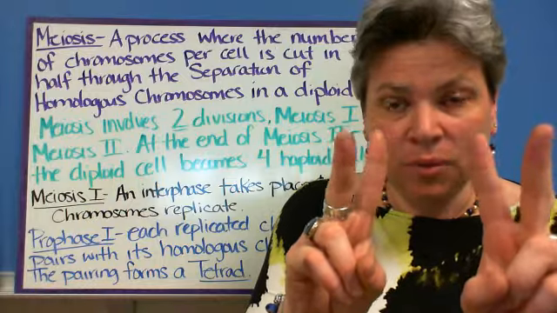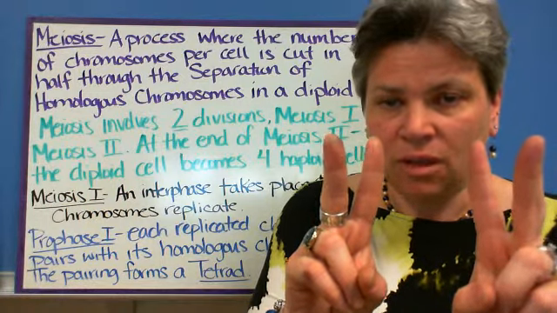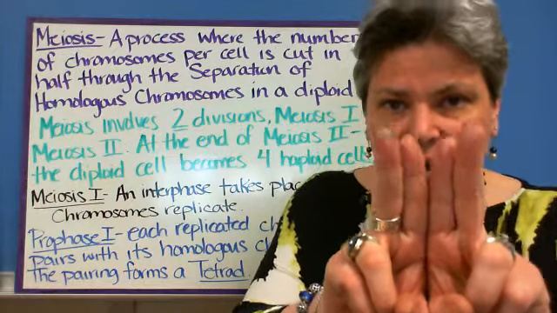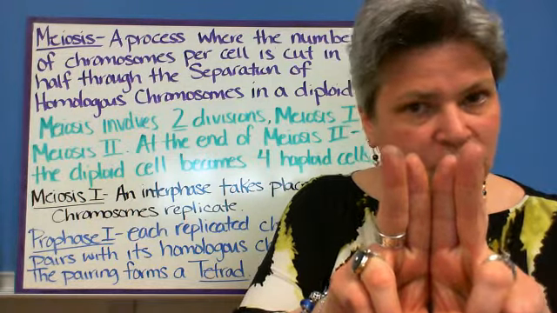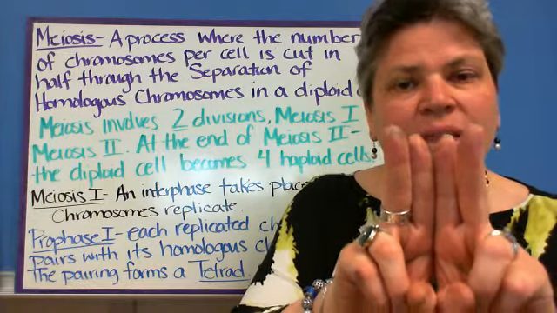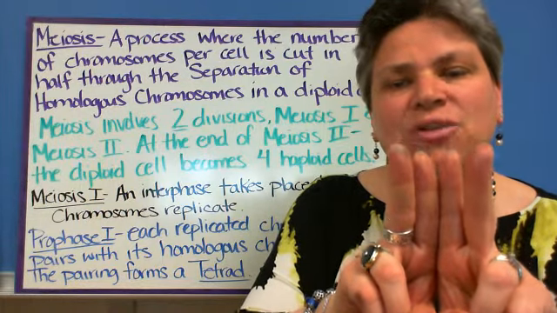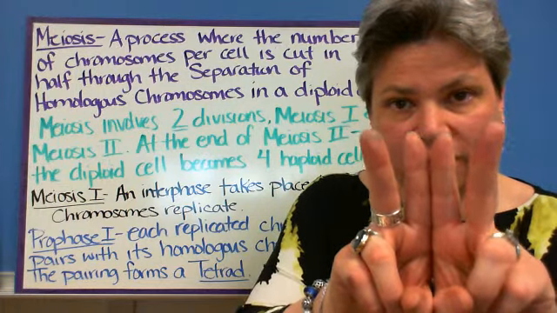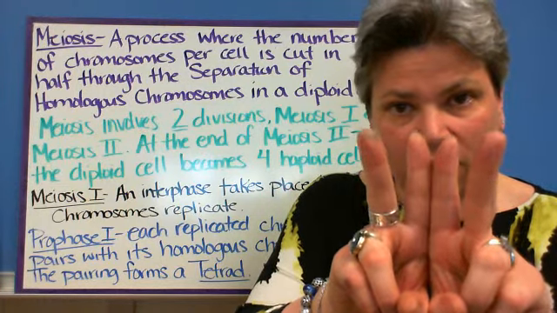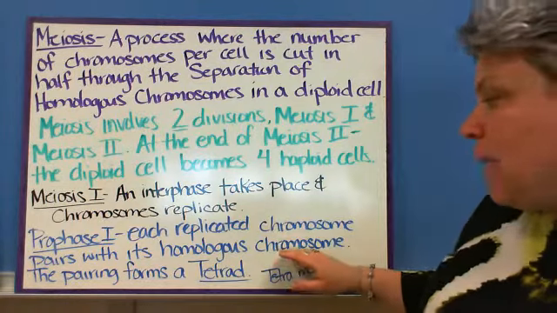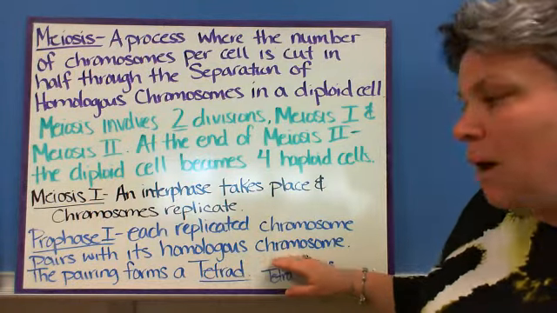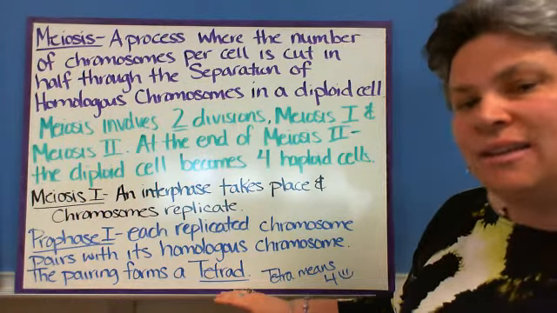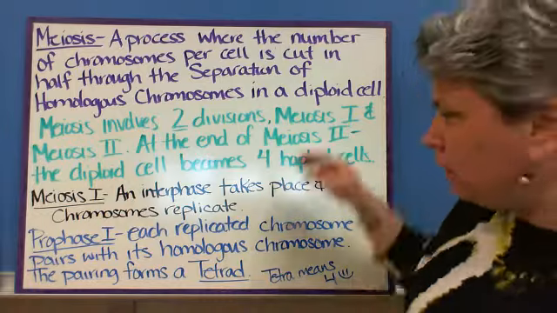So now, remember, we have double-stranded chromosomes. Those double-stranded chromosomes are going to come together. That didn't happen during mitosis. They come together and they form something called a tetrad. Tetra means 4. How many do I have? 1, 2, 3, 4. So each replicated chromosome pairs with its homologous chromosome, and that pairing forms a tetrad. Tetra means 4. Okay?